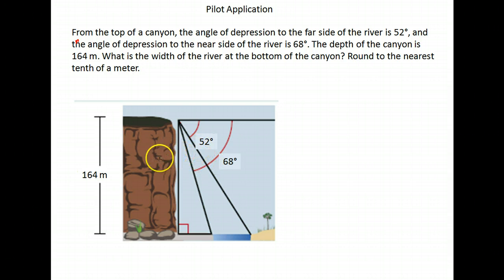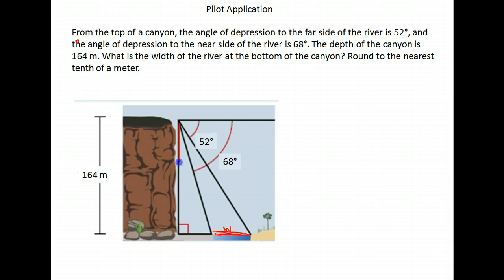The depth of the canyon is 164 meters. That has been labeled. What is the width of the river at the bottom of the canyon? So we want to know this value right here. I'm going to call it W since it's the width of my river. The problem with this question is that notice W is not in a right triangle by itself. Notice that is not even close to a right triangle. It's an obtuse triangle.